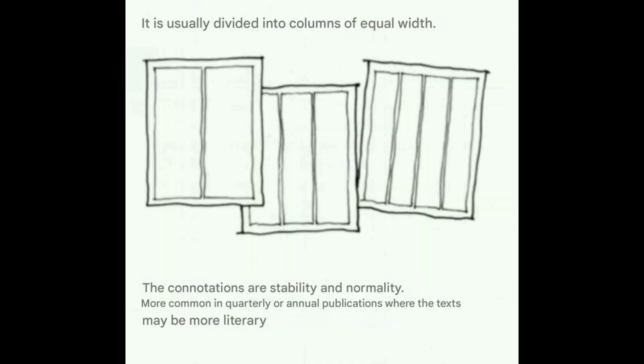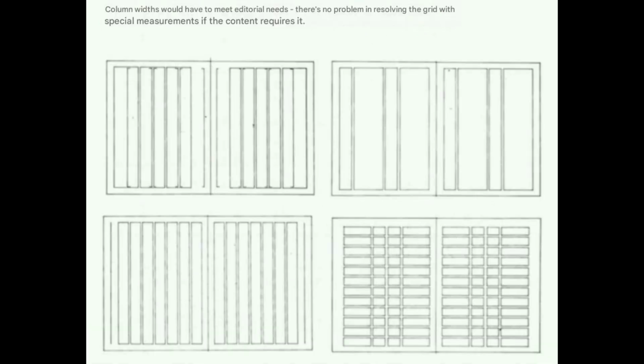Regarding the grid, columns traditionally feature equal widths. However, there is no hard rule stating they must be uniform. Column widths should meet the specific editorial needs of your project. If the content requires it and your design is coherent, you can vary the widths. Every design choice must be backed by a clear rationale.